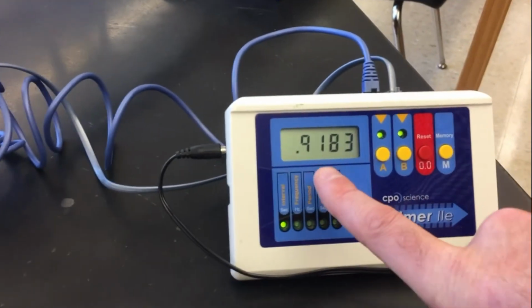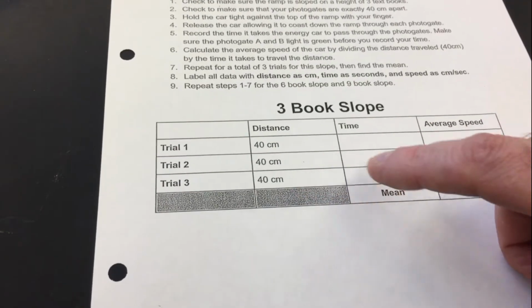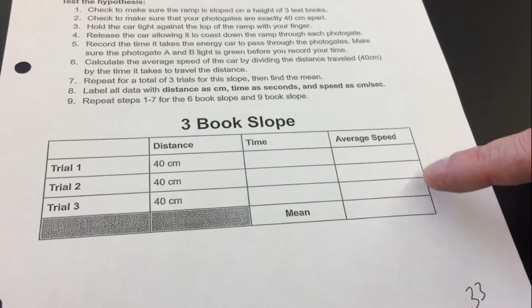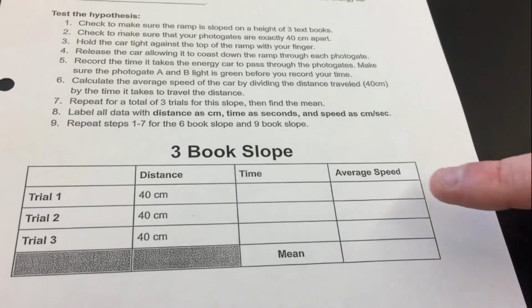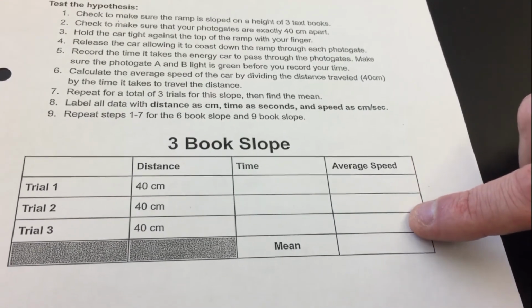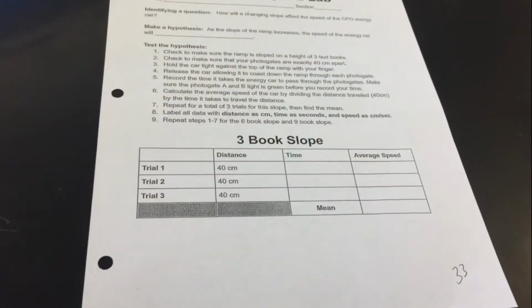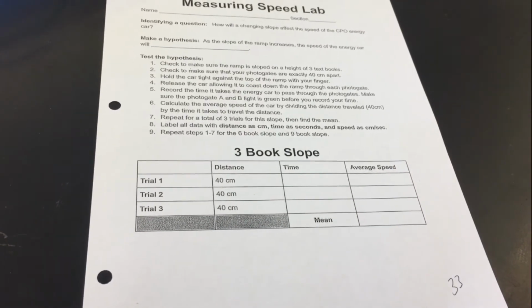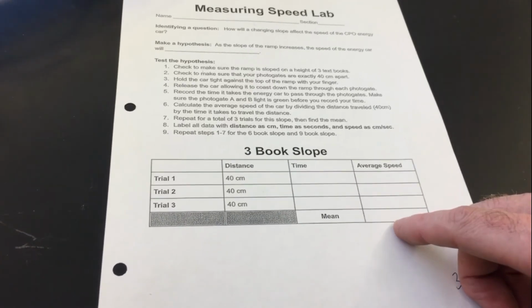The third trial's time is 0.9183. Write 0.9183 right here. Calculate 40 divided by that time to get your third average speed. After you have all of those finished, all those average speeds, you're going to add those 3 speeds up and divide by the number that you added. That's a simple mathematical concept of getting a mean or an average. Add these up, press equals, divide by 3, and you'll calculate your average speed or your mean for that slope of books.